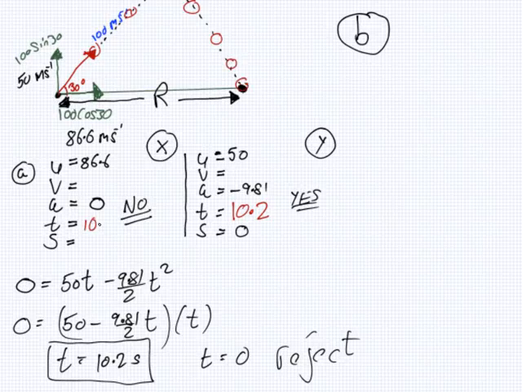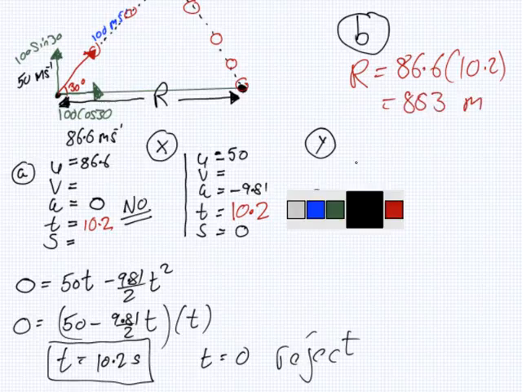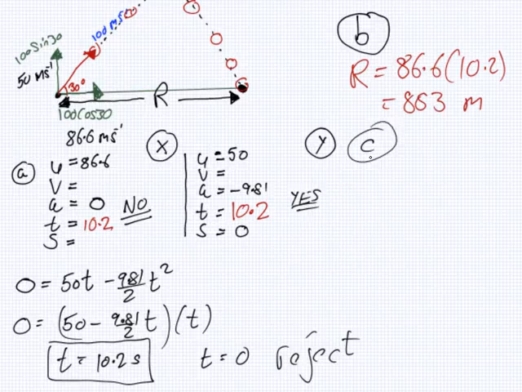So this is 10.2. Now, is there acceleration here? No. So we can use our distance, speed, time triangle. The distance is the speed multiplied by the time, and that's the range. 883 meters. Okay, and then finally, what do I want for part C? We'll have the maximum height.